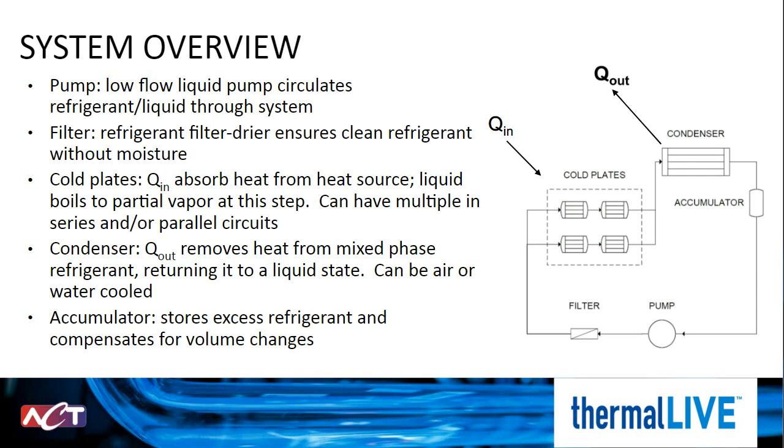At the cold plate, the fluid boils or vaporizes, removing the heat from the hot components. The condenser plate removes the heat from the fluid, or essentially condenses it and returns it back to the liquid state, just like our passive solutions. An accumulator is used to store excess refrigerant and is used for volume changes in those complex designs.